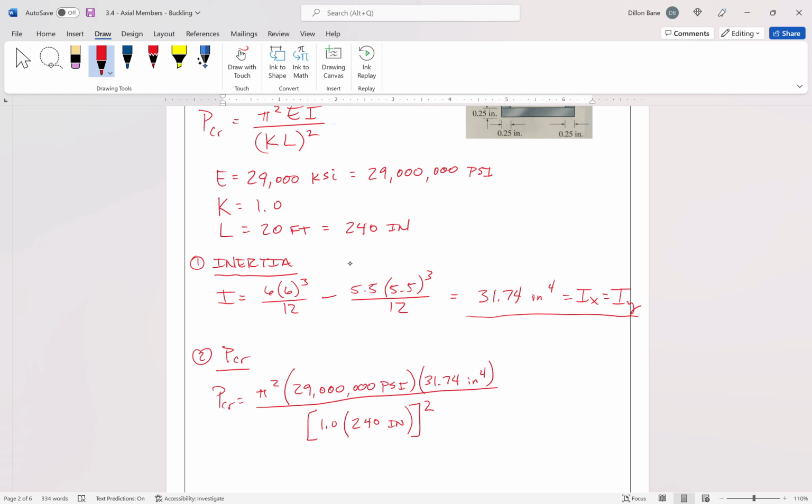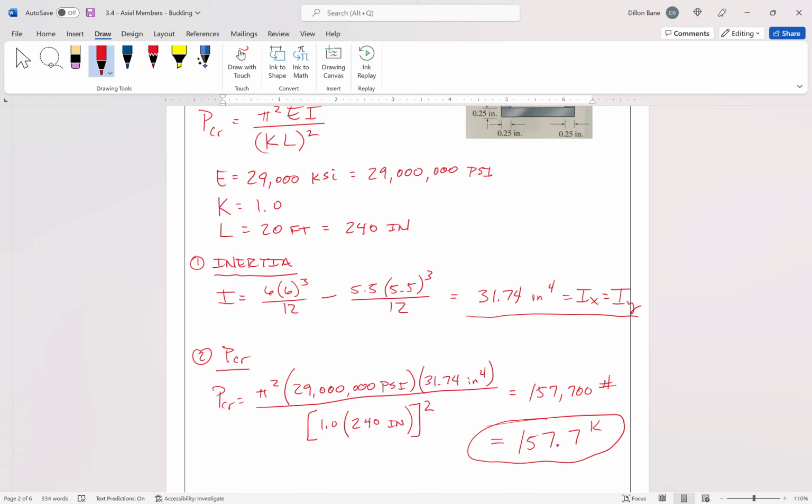If you look at our units, we have psi and inches to the 4th on the top. Those will cancel out to pound inches squared, and then we divide by inches squared from the denominator, and that just leaves us with pounds. So when we do our math here, the answer comes out in pounds, and it will come out to some 157,700 pounds. So just call it 157.7 kips. All right, that is our critical load, P critical.